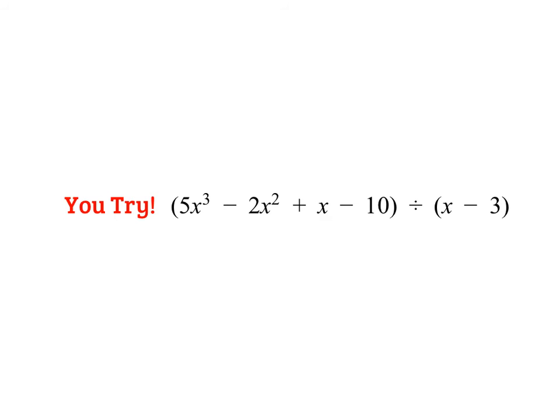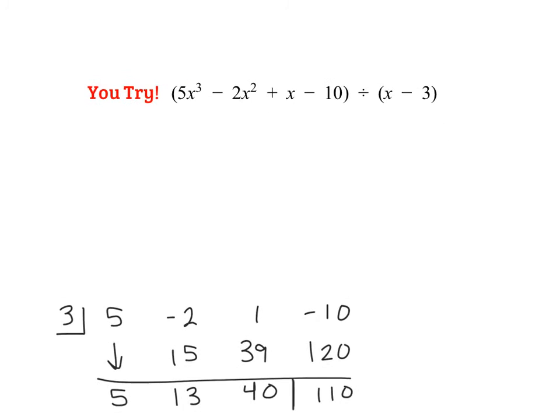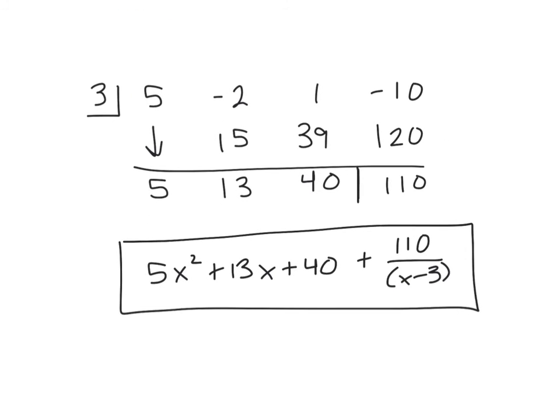Okay, go ahead and pause the video and see if you can give this one a try. We'll check our answer in a few seconds. Okay, so check your setup. Here we didn't need any placeholders, so remember, drop your first number and then it's just multiply, add, multiply, add, multiply, add. Since we started with x cubed and divided out x, our answer will start with x squared, and our remainder is 110 over x minus 3.